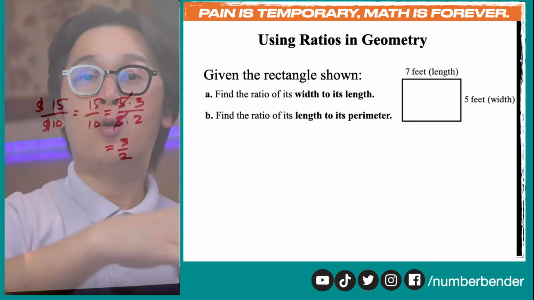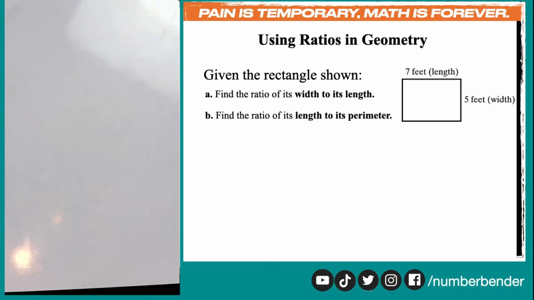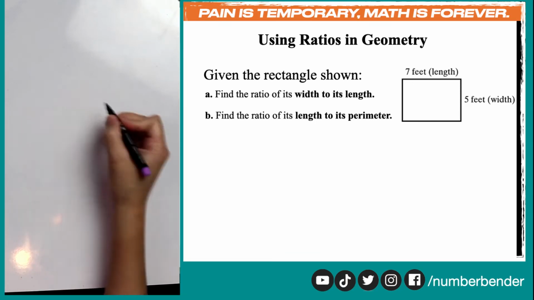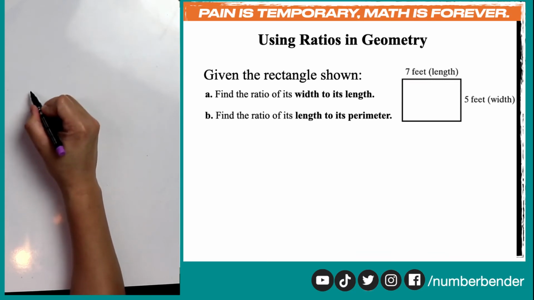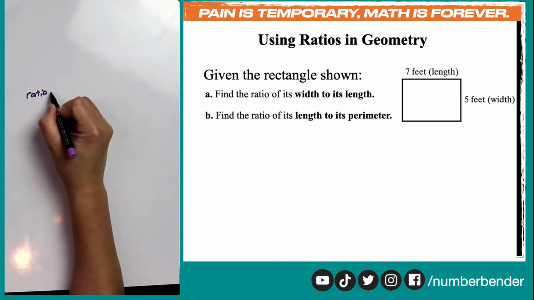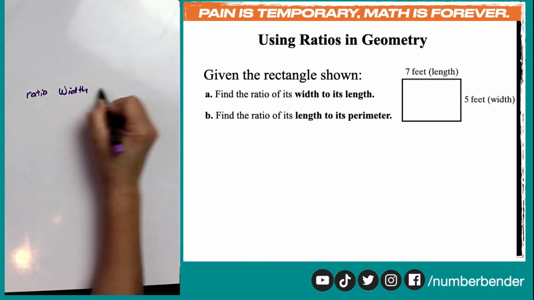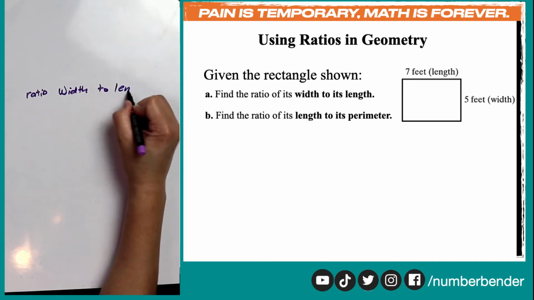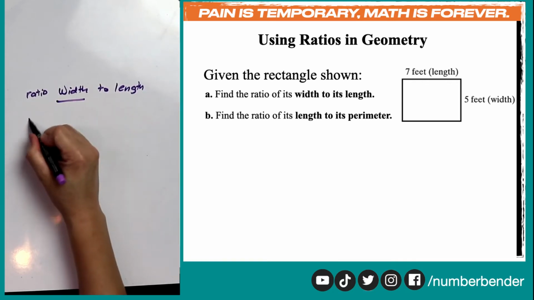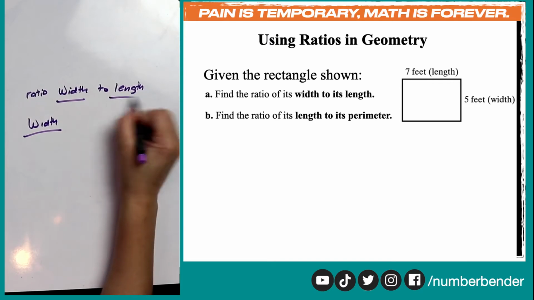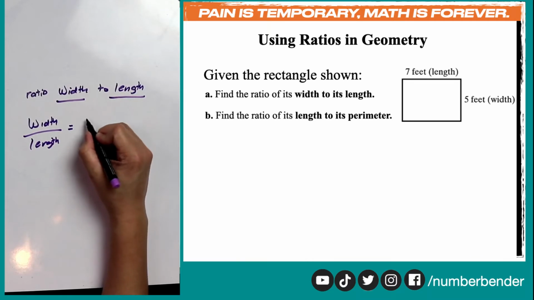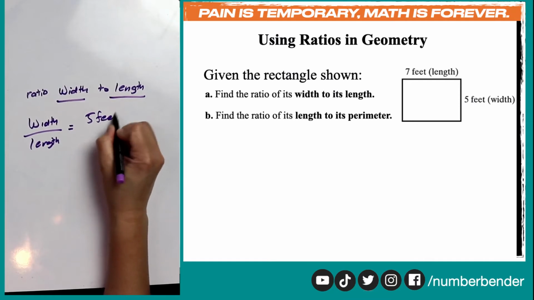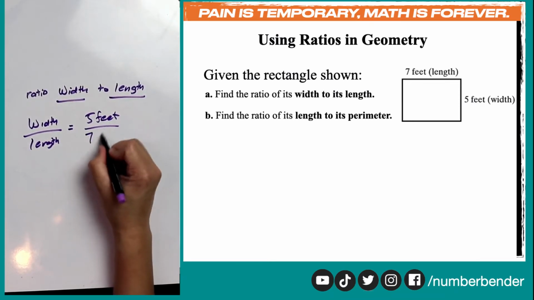So if we're going to work on the first item in this geometry problem, this rectangle that we are working on says here that we need to write the ratio of the width to its length. So that means we're working on width all over the length. And in this rectangle, we have width as 5 feet and we have length of 7 feet.